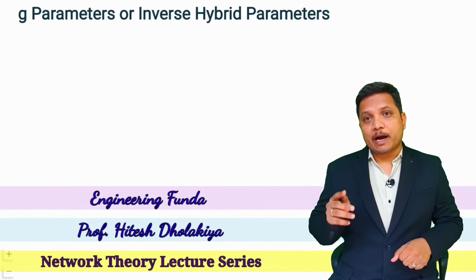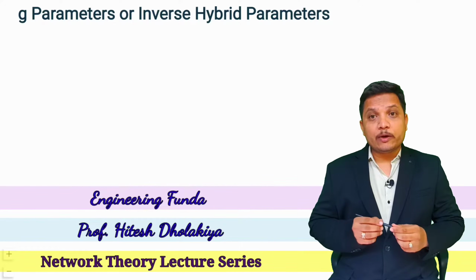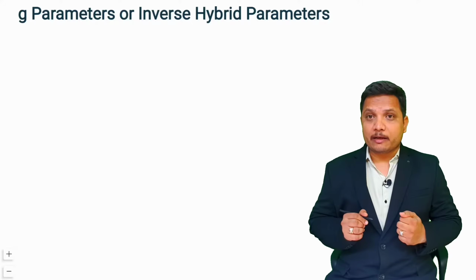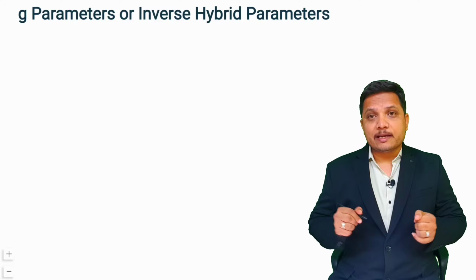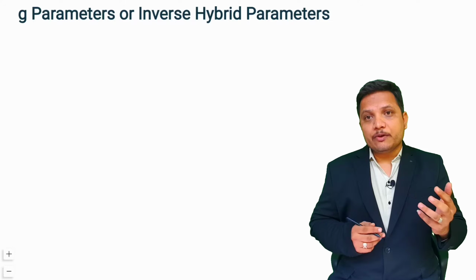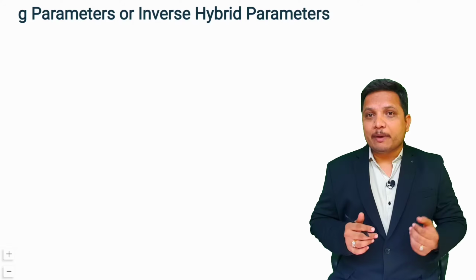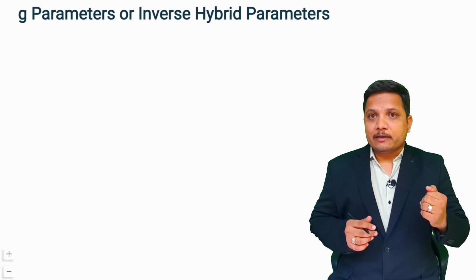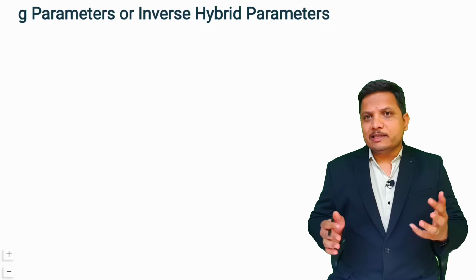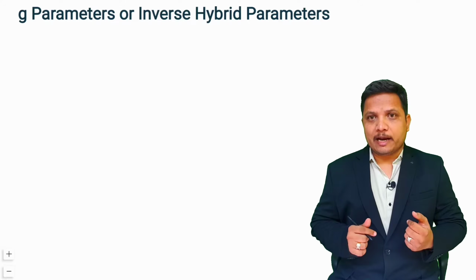This video is a part of the network theory lecture series, and in this video I'm going to explain the G parameter, which is also referred to as the inverse hybrid parameter. In my previous videos of network theory, you can see how the hybrid parameter works. With respect to that, the G parameter is the inverse of the H parameter.